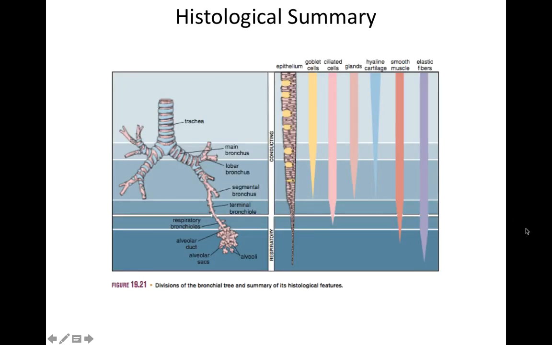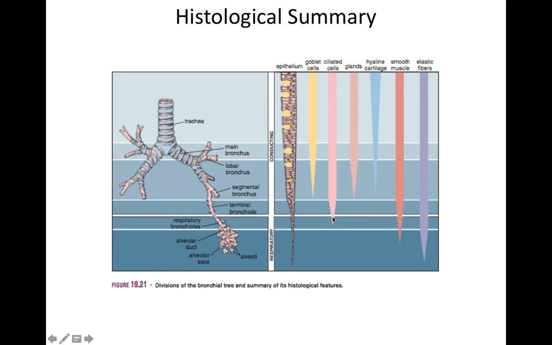This is kind of a good picture. I pulled it from my histology book, but it just shows you how things change as you go. So your epithelium starts as ciliated columnar, and it is then going to end up with sort of ciliated cuboidal all the way down to simple squamous. The goblet cells are very high until you get down to about the level of the terminal, and then they disappear.